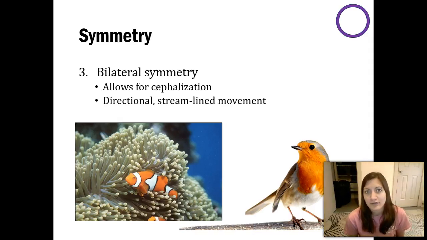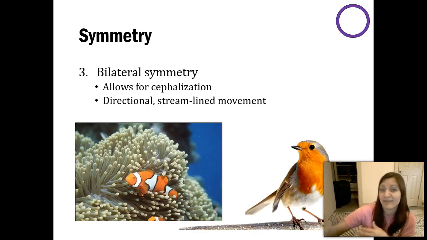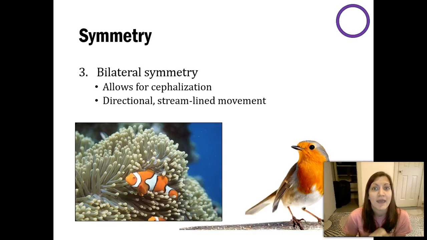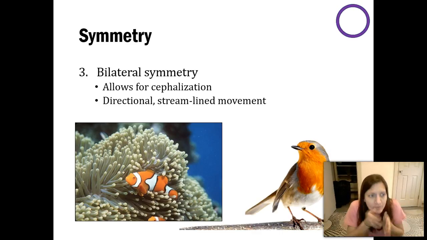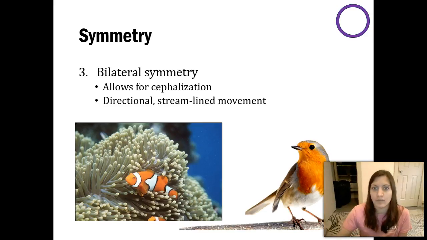Also, by being bilateral, this helps you with movement. You can move in a direction, you have the flexibility to move in that direction, and your body is usually streamlined for that movement. Birds and fish, great example. Fish are streamlined to be able to move in a forward direction. Whereas our jellyfish don't have a clear, I need to go this way because my body is adapted to going that way. They just go, which makes them slower and makes it harder for them to move.